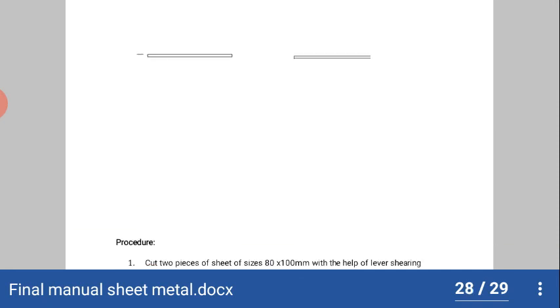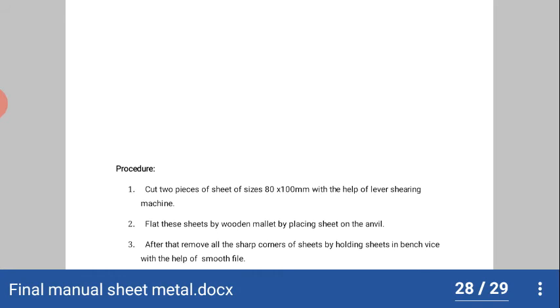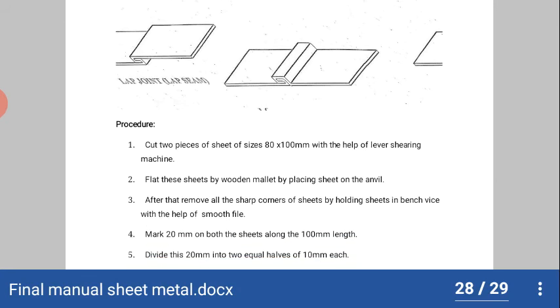So the procedure of the job is: Number 1, cut two pieces of sheet of sizes 80 by 100 mm with the help of lever shearing machine. Number 2, flatten these sheets by wooden mallet by placing the sheet on the anvil. Number 3, after that, remove all the sharp corners of the sheet by holding sheets in bench vise with the help of a smooth file. Mark 20 mm on both the sheets along the 100 mm length. Divide this 20 mm into equal halves of 10 mm.